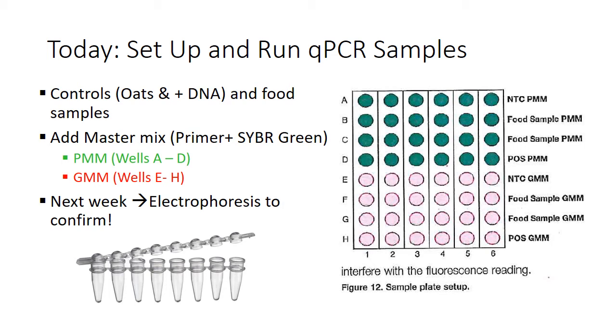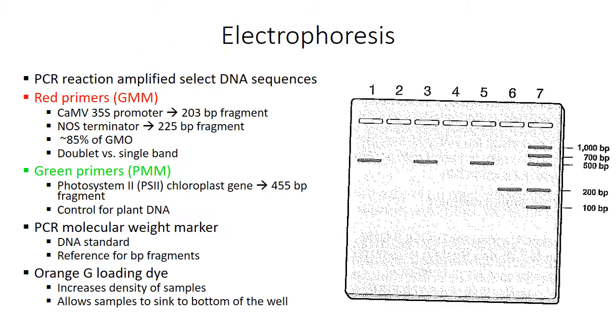As you can see from the template on the right-hand side, it reminds you that we grouped together the PMM, those were the first four, with our oats in A. B and C were our food samples, and D was our positive control. Then we followed the same pattern, oats, food, food, and positive. We followed that same pattern for E through H, and that was with our GMM or our GMO primers.